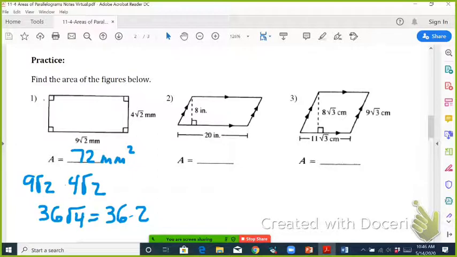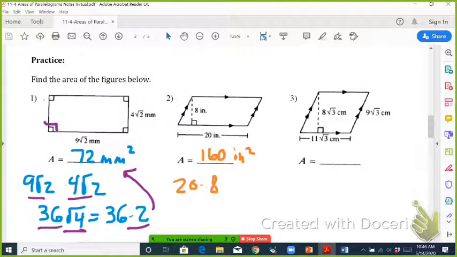Okay, so this first one is a rectangle, so we're going to do length times width, so 9 root 2 times 4 root 2. When you multiply radicals, you multiply the numbers outside the radical together, keep them outside, multiply the numbers inside the radical together, keep them inside. Square root of 4 simplifies to 2, 36 times 2 is 72, and don't forget, now we're measuring in square units, so that's 72 little 1 by 1 millimeter squares that could fit in this rectangle.